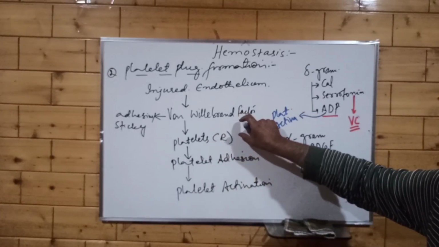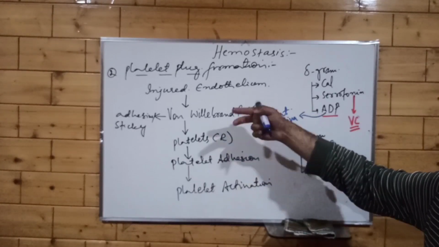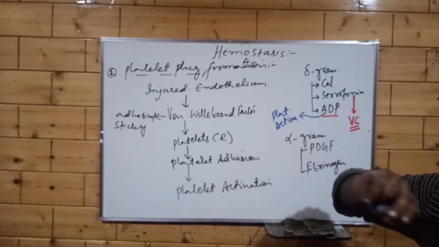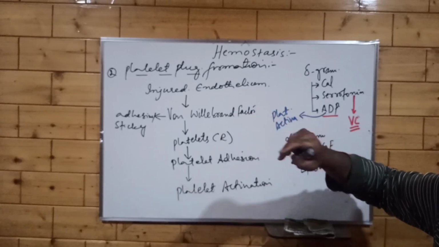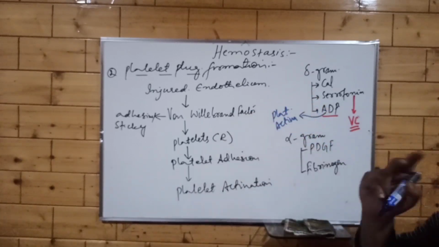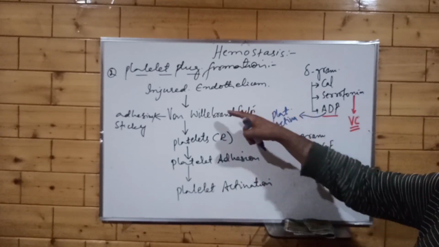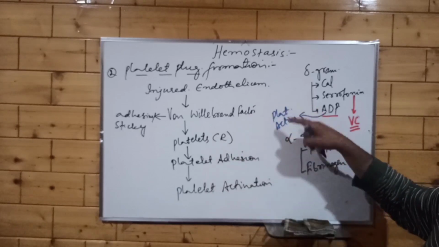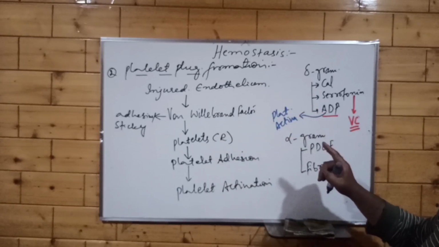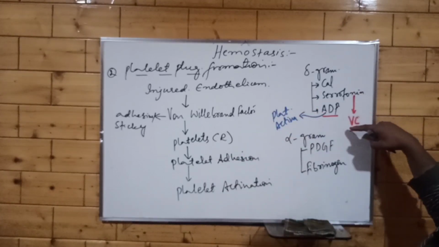So this step is repeated again and again with new platelets, which are just relaxed. They don't know that injury or some trauma has taken place. But once ADP comes in contact with the platelet, it gets activated. So these steps are again repeated, with more and more adhesion and more and more aggregation. Got it? Now serotonin is a vasoconstrictor.